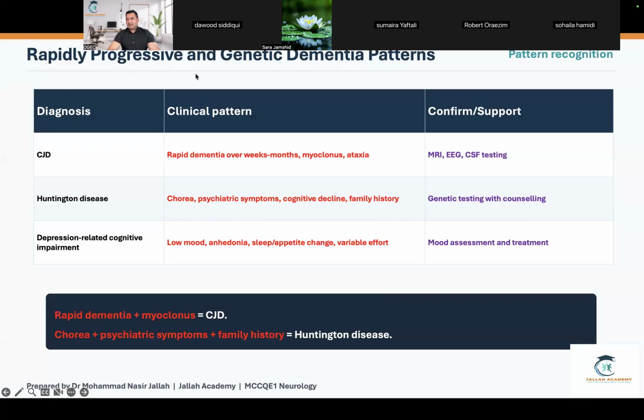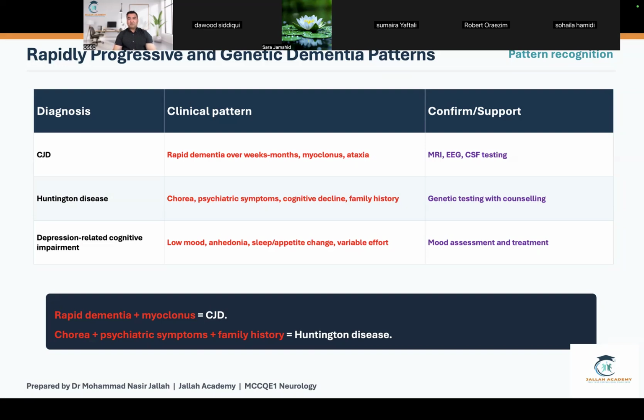Rapidly progressive and genetic dementia pattern. These are genetic dementias. So Creutzfeldt-Jakob disease: rapid dementia, very progressive. When I say rapidly, please write it down. It is very important. Within months, 1 to 2 months, the patient is going to go completely demented. It is that progressive and rapid.